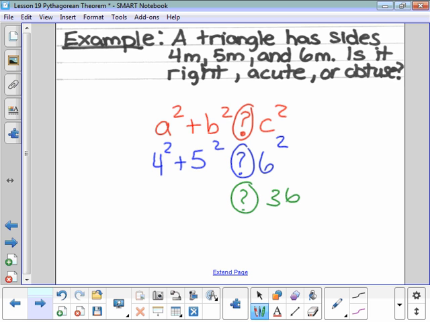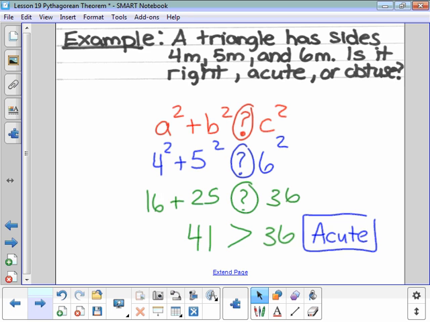So 6 squared is 36, 4 squared is 16, 5 squared is 25. Now we can figure out which side is bigger. My left side is 41, my right side is still 36. It looks like my left side, A squared plus B squared, is bigger, and my C squared is the smaller of the two sides. When C squared is the smaller of the two sides, then it's an acute triangle.